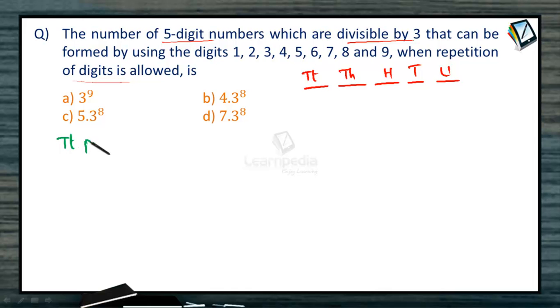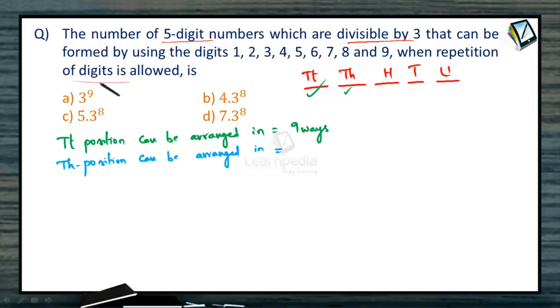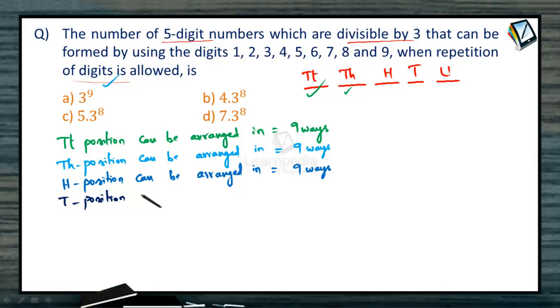First, the 10,000s position can be arranged in how many ways? Yes, this can be arranged in 9 ways. We can use any one of the 9 choices possible. Now once we arrange the 10,000s place, what are the choices for the thousands place? Yes, the thousands position can be arranged because repetition is allowed. This can again be arranged in 9 ways, right? Now again, the hundreds position can be arranged, yes, because repetition is allowed. This can again be arranged in 9 ways. And the tens position can be arranged in, because repetition is allowed, 9 ways.